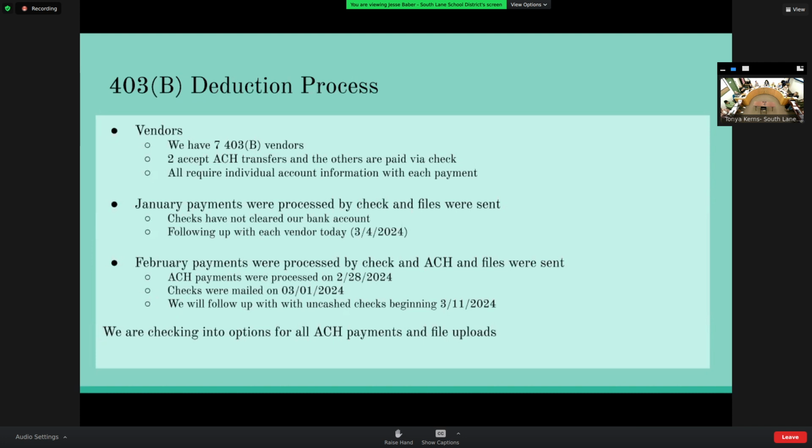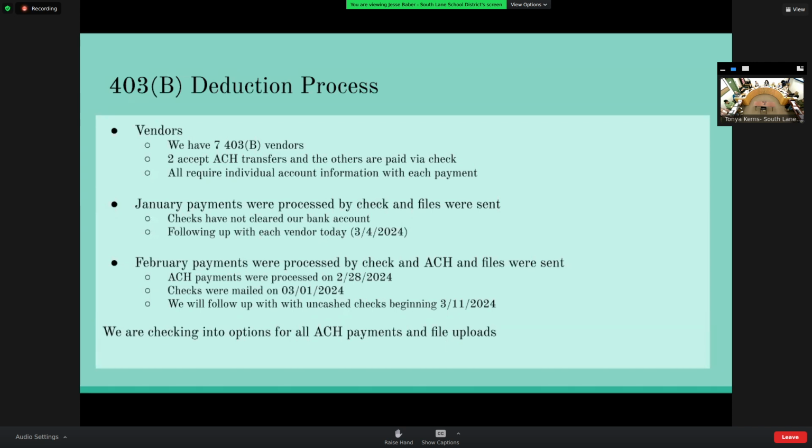The 403B deductions, we have 7 vendors that accept 403B payments. 2 of them accept ACH transfers, and all others are paid via check. They all require individual account information with each payment. We send a lump sum check, and then the file we send has individual information so they know how to apply the payment. January payments were processed by check and files were sent.